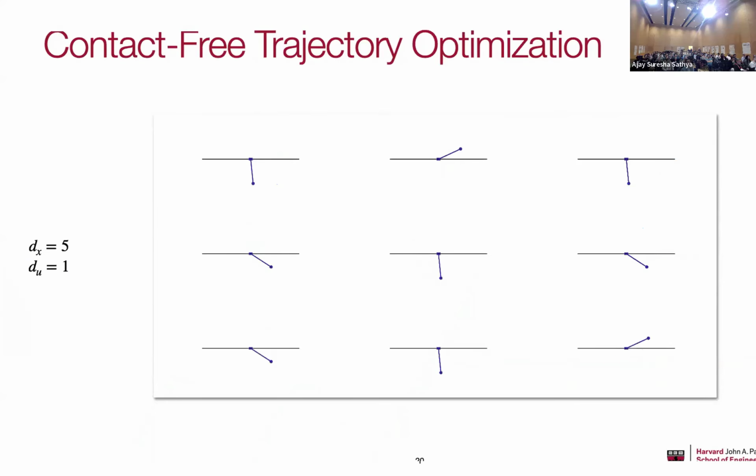So then we applied this first to some contact-free trajectory optimization problems, where here, for example, is the simple cart-pole problem, where the dimensions of the states and controls are very low. Therefore, you can see that in almost all initial conditions, you can reliably swing up the cart-pole, obtaining the global optimal solutions.